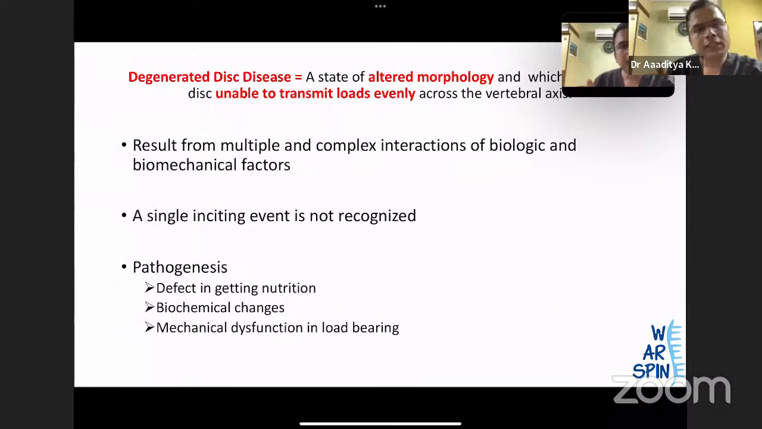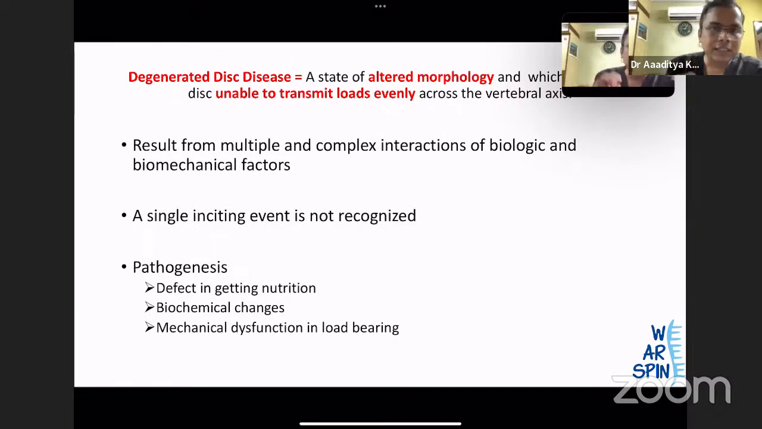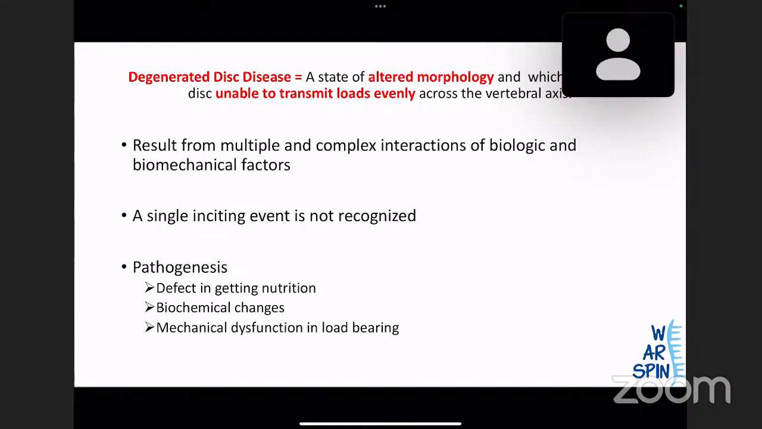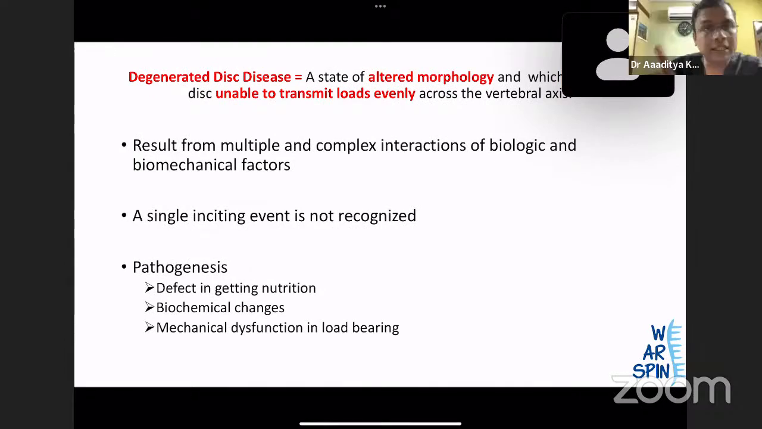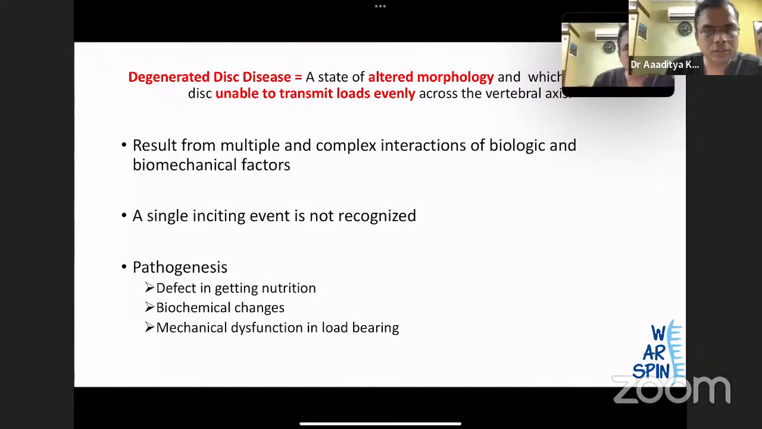So degenerated disc disease, a precursor of prolapsed disc, is nothing but an altered morphology of the disc, which makes the disc unable to transmit load evenly across the vertebral axis. It results from multiple complex interactions of biological and biomechanical factors, and no single causative factor is noted. As far as the pathogenesis of degenerated disc disease is concerned, there are 3 stages, you can say.